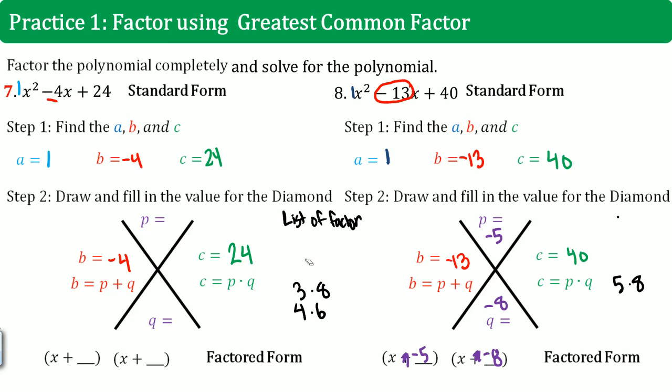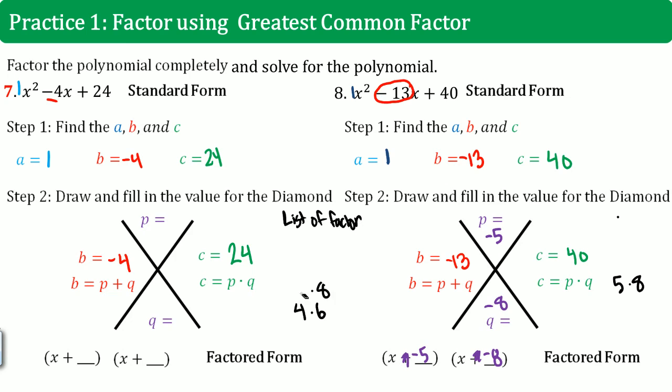Let's try 3 and 8. 3 times 8, that worked. That gets us our 24. We have to add it. 3 plus 8? Nope, that gets us 11. So that doesn't work. What about if I make 8 negative? Well, that gets me negative 5. That doesn't work. What about if I make the 3 a negative? That gets me 5. That doesn't work either.